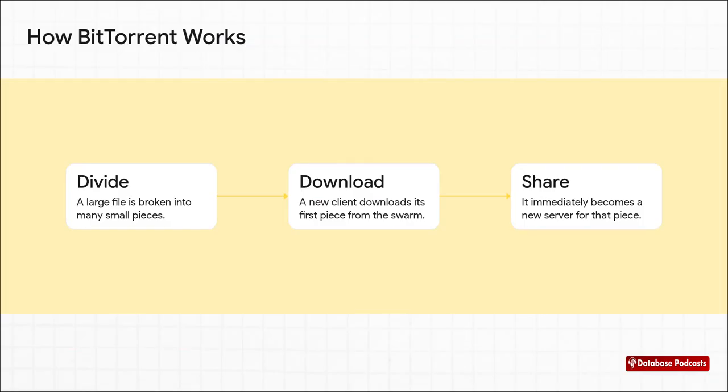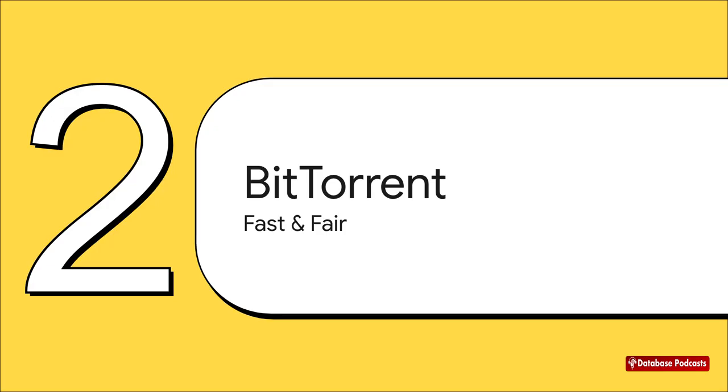And here's the real magic, the core idea. Literally the second you download your very first piece of that file, you don't just keep downloading. Nope. You immediately start sharing that piece with others. This is a total game changer, because the distribution power of the whole swarm grows exponentially with every single person who joins in.